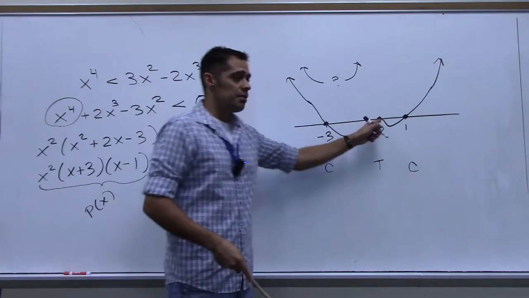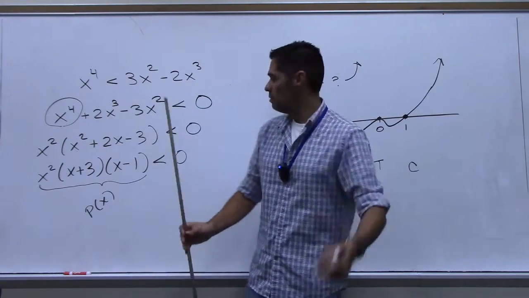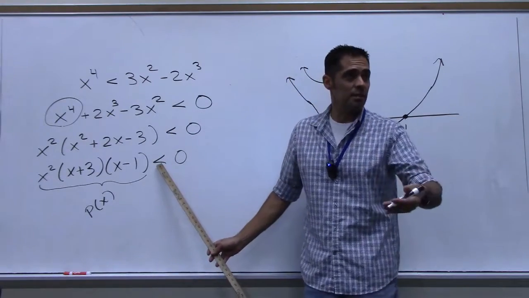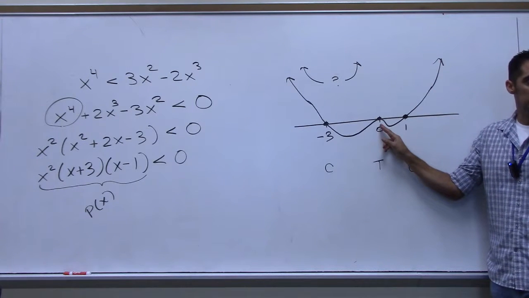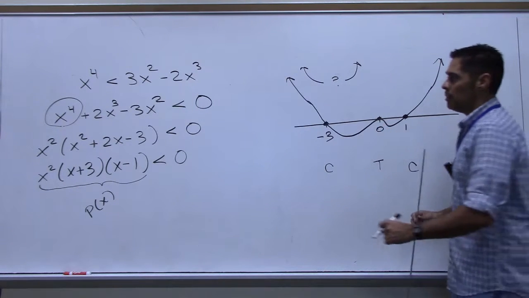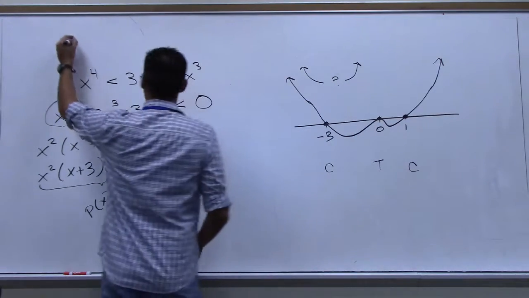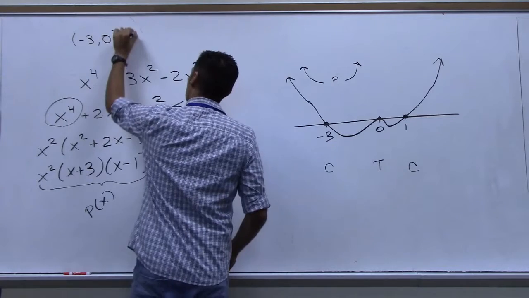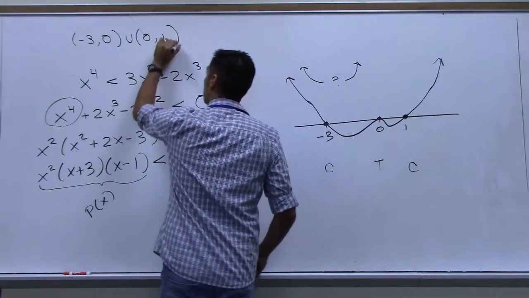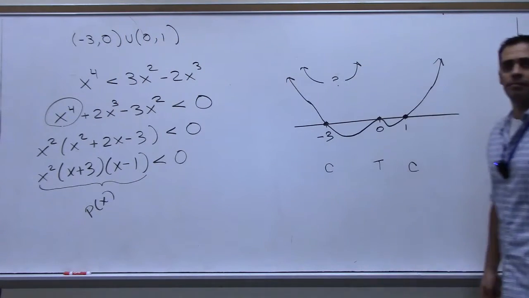At 0, it is 0, and do I want it to ever be 0? No, I want it to be strictly less than 0. So I cannot include 0 in my answer. So the correct solution will be the interval -3 to 0, union 0 to 1. That's the answer.